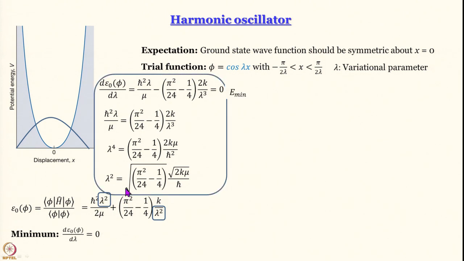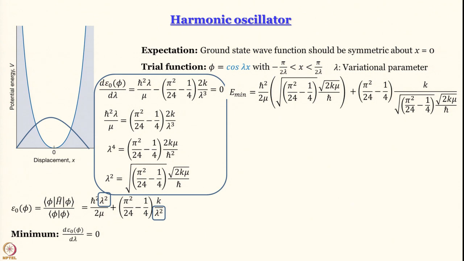We substitute there and find the value, that value we call E min, and that turns out to be h cross square divided by 2 mu multiplied by root over pi square by 24 minus 1 fourth multiplied by root over 2 k mu by h cross plus pi square by 24.